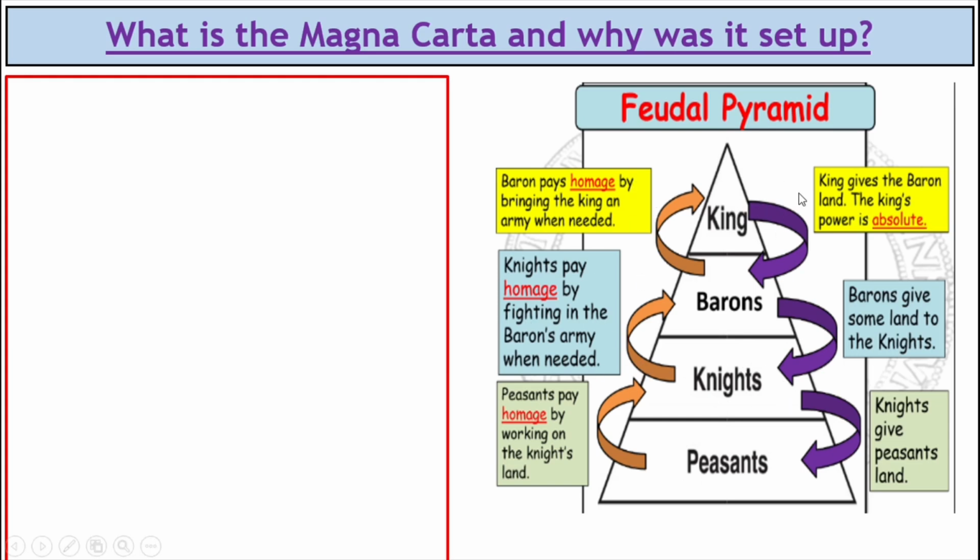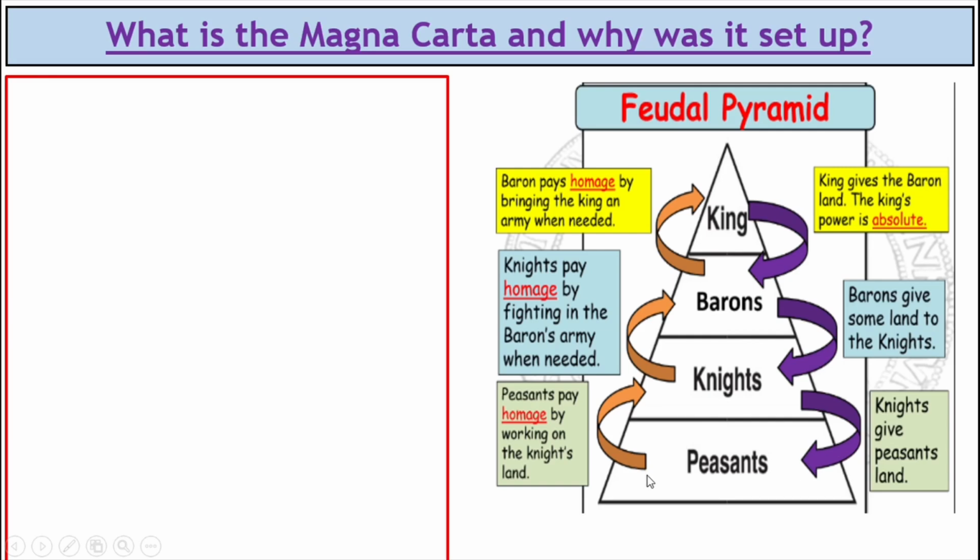Ultimately, it was the relationship between the king, the barons, the knights and the peasants. What used to happen is that the king used to give the barons land and the king had absolute power. This meant that they made the final decision, that they would create the laws of the land and they were ultimately in control. The barons would give some of their land to the knights and the knights would give some of their land to peasants.